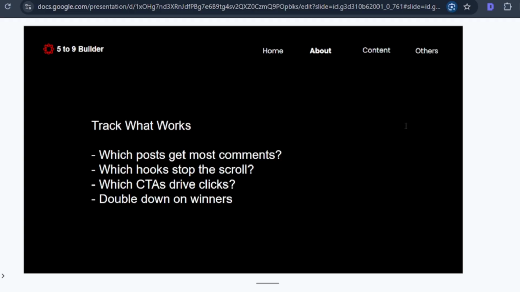Okay, track what works: which post gets more comments, more shares, more likes. Some of the hooks that you have used, and it is working. CTAs that are working, click-through and stuff like that. Try to keep them, and then be using them on your platform, because when it becomes familiar, people will resonate with that.